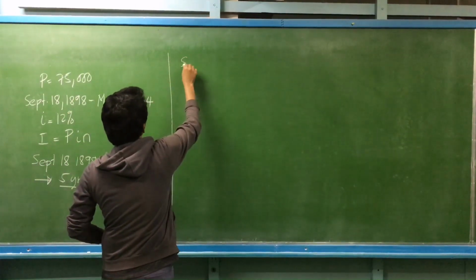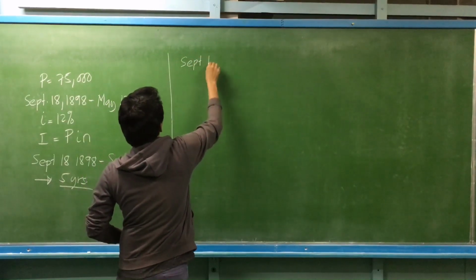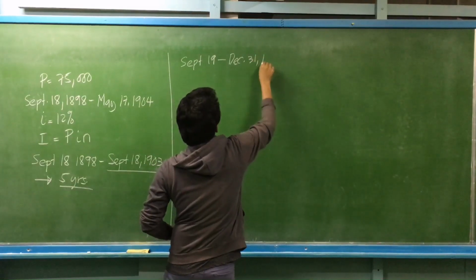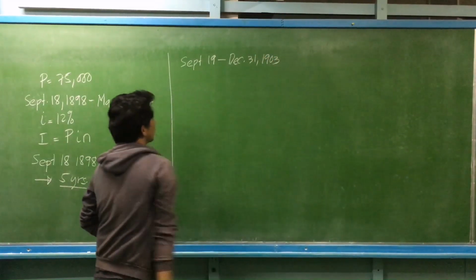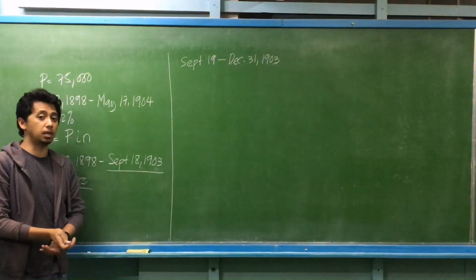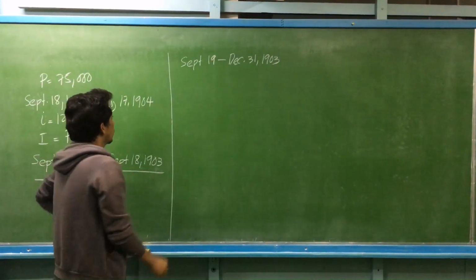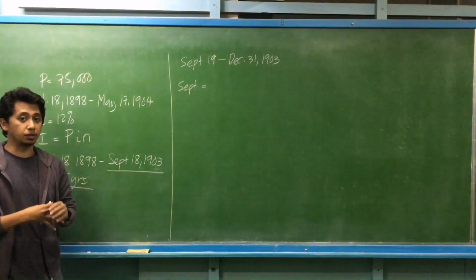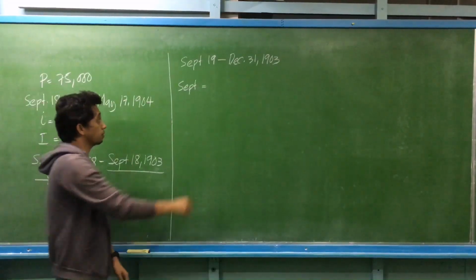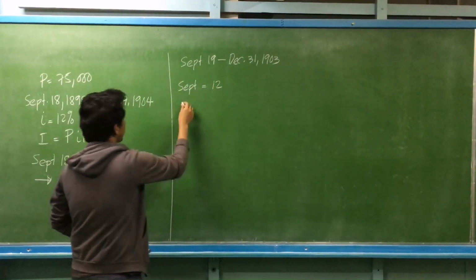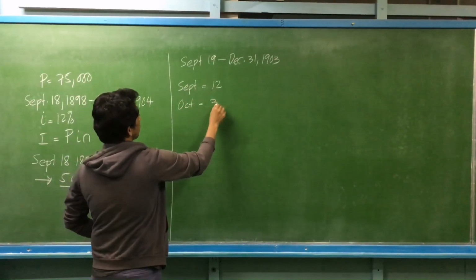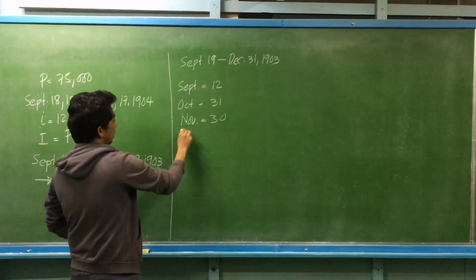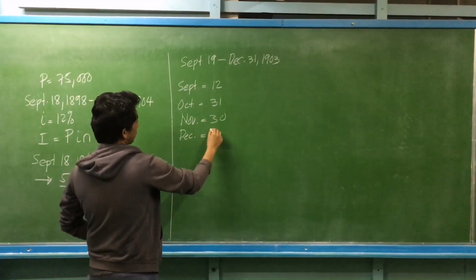So this is from September 19 hanggang December 31 of 1903. So ilang araw kaya yan? And can you observe, 1903 is obviously a non-leap year. So kung sa September meron tayong 30 days. 30 days na lang yan. Kaya lang minus 18. So meron na lang tayong 12. Then we have October. October is 31. November, meron tayong 30 days. Then December, meron tayong 31.